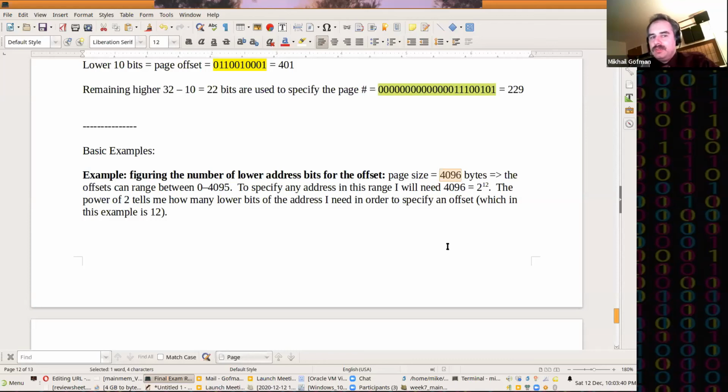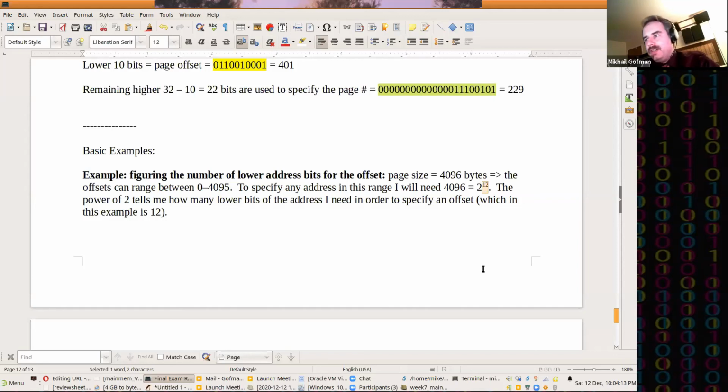So how many bits do I need to be able to represent any address in that range? Well, the same concept applies. I can rewrite the page length as a power of 2. So 4096 is equal to 2 to the power of 12, and this power tells me how many bits I need to specify the offset. Is that clear?